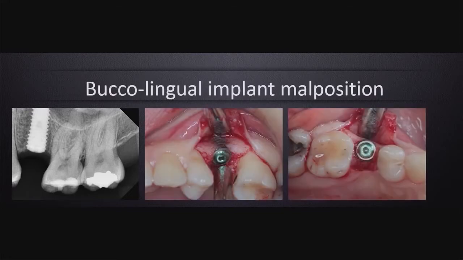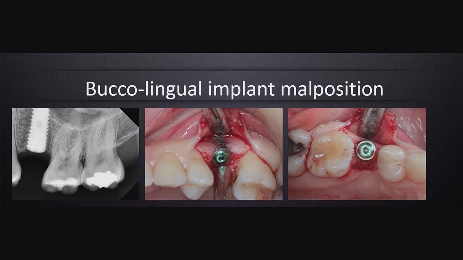This implant was placed from another dental practice. The patient came in and asked me to complete the final restoration after 3 months of the implant placement. The X-ray showed a good implant position, but after the flap elevation for the second stage surgery, I found that the implant thread is exposed on the buccal side.